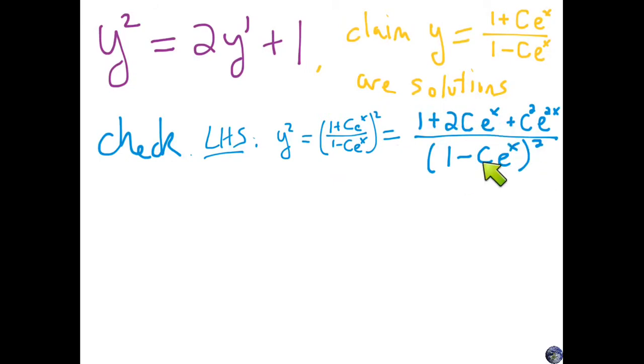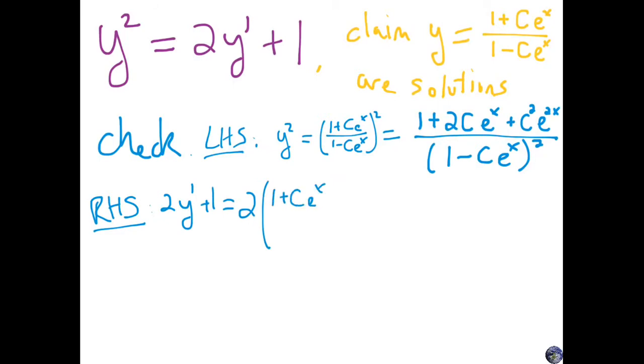Well, let's put this on the back burner now and check out the right-hand side. Plug it in for what we think the solution is for y and see what we get. So we check the right-hand side, which is 2y prime plus 1. But what is y prime? Y prime is this thing prime. This is our y, and we have to take the derivative of this.